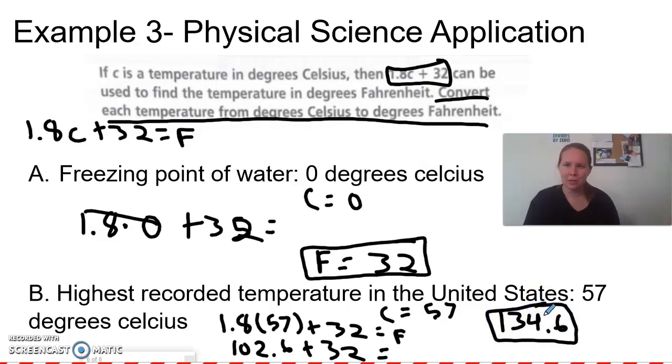Oh, that is a very hot day. I am curious what state that was in the United States. I would assume maybe Texas or Arizona, but maybe even California. Man, I would not want to be outside that day.